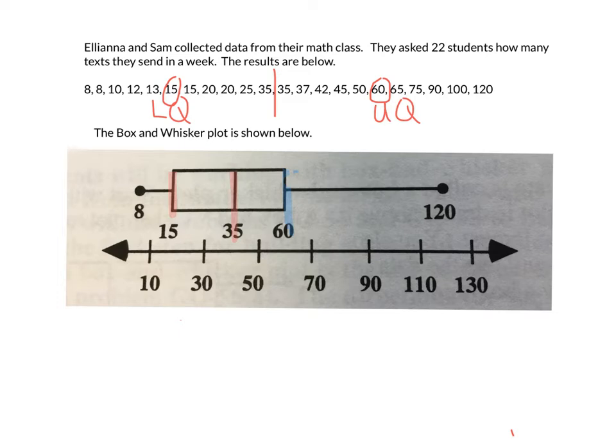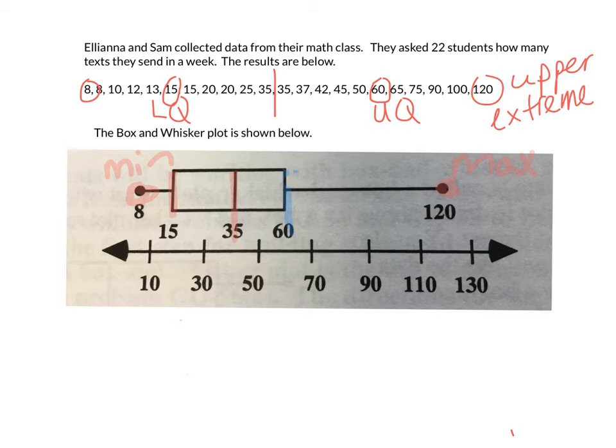Okay, so now let's take a look at the other 2 points on this box and whisker, and that is my lower extreme and my upper extreme. They sometimes are called your minimum or your maximum, or like I said, the lower extreme or the upper extreme. And those are simply your lowest and highest numbers.